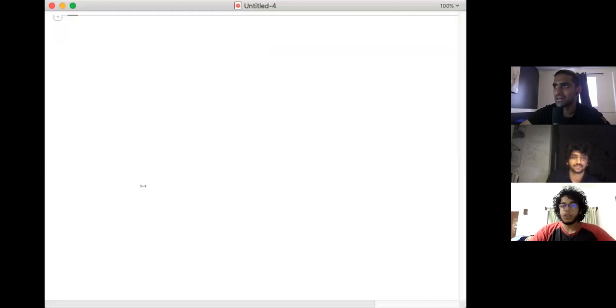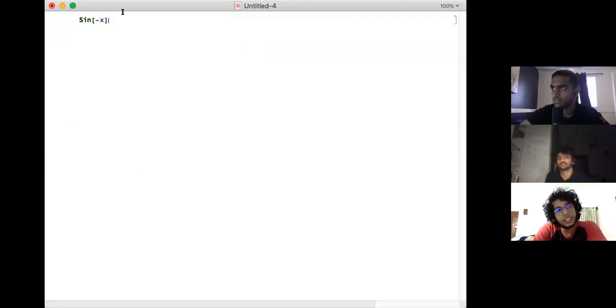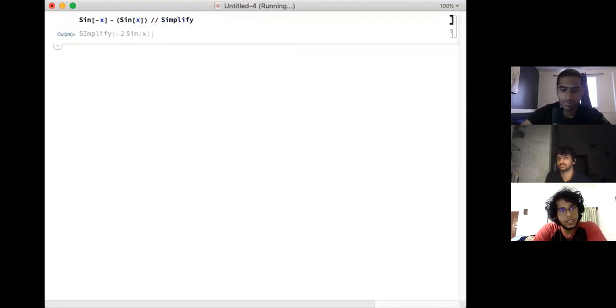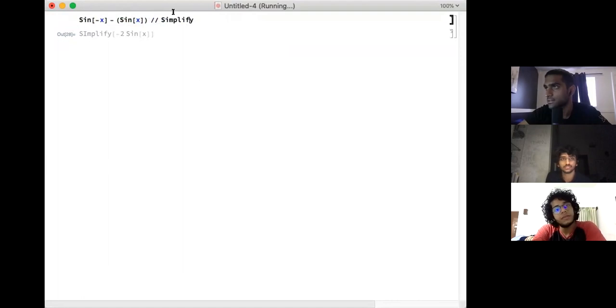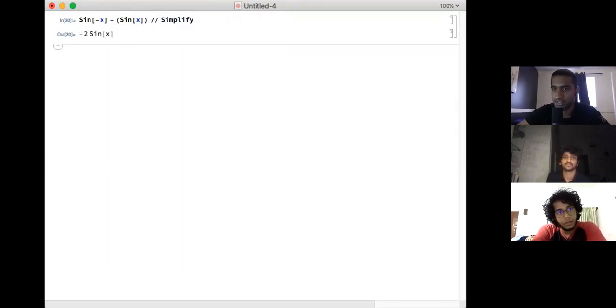Property. So, you have a function like sine, right? If you take sine of minus x minus sine of x, well, you're going to have the math, right? But you see, it just goes to minus 2 sine of x.